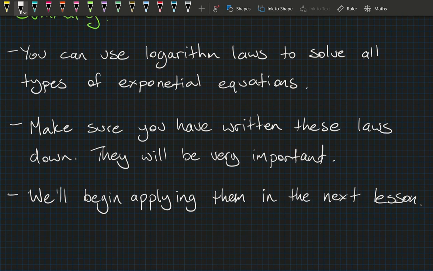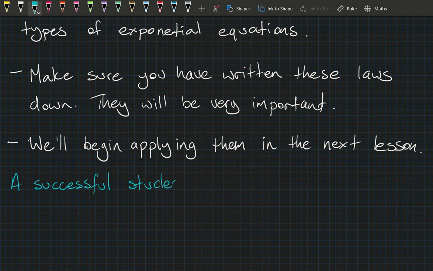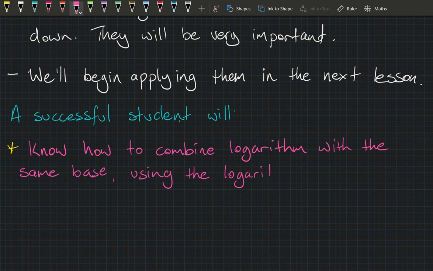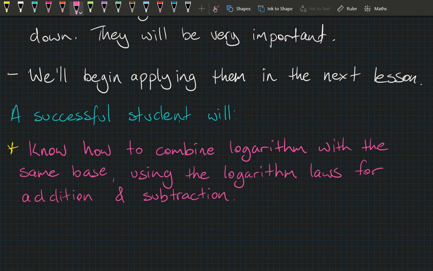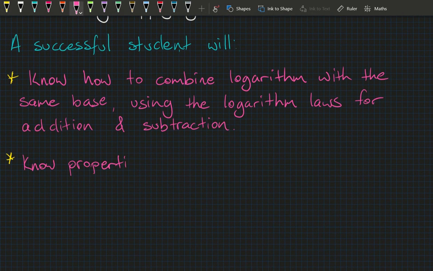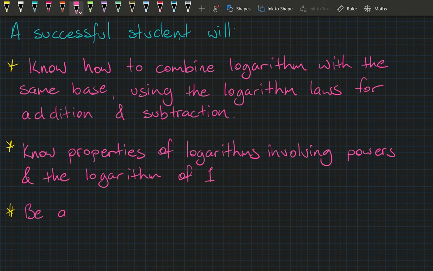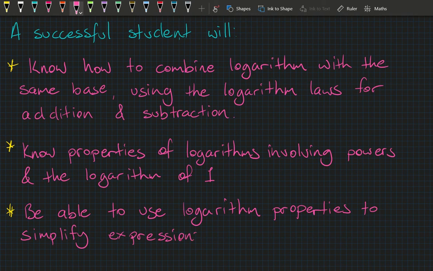Alrighty, so for this lesson, a successful student will know how to combine logarithms with the same base using the logarithm laws for addition and subtraction. Know properties of logarithms involving powers and the logarithm of 1. And finally, be able to use these logarithm properties to simplify expressions.